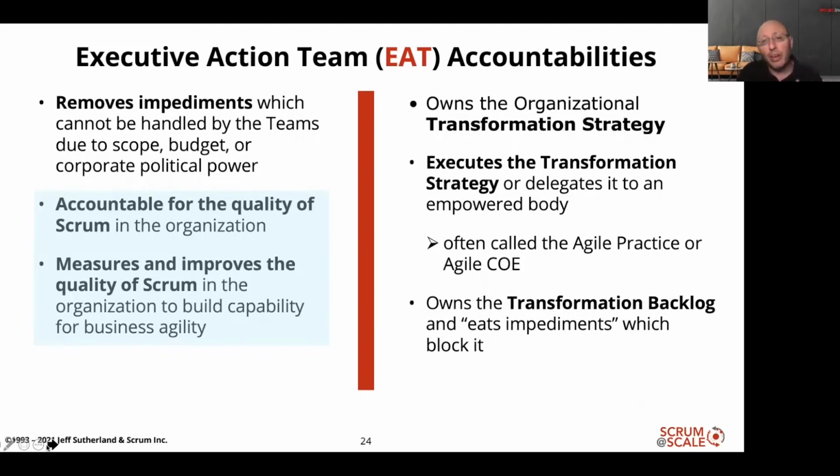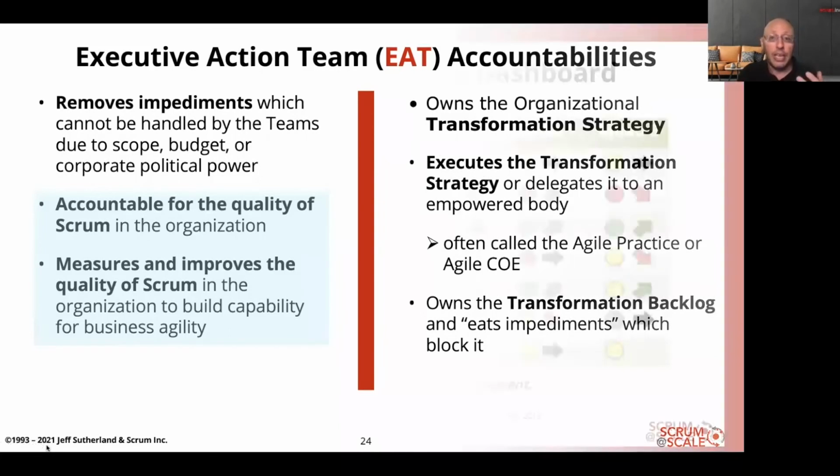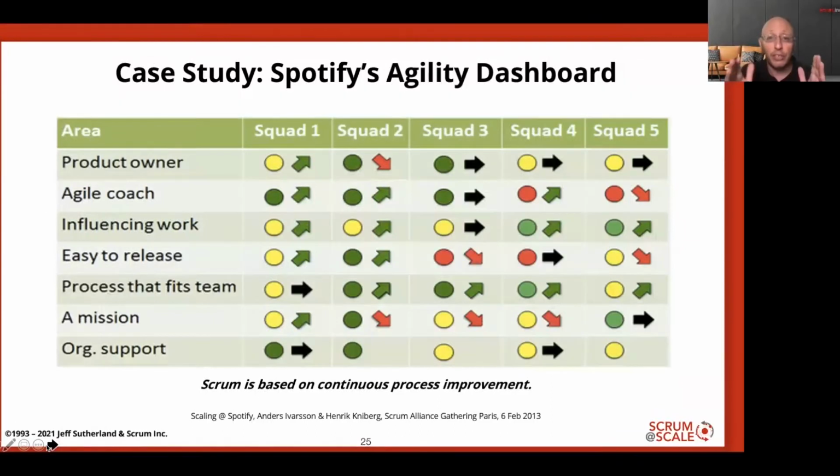In order to be accountable for the quality of Scrum, measuring it and figuring out how to improve it, you have to actually take the data. And that means doing some kind of agile maturity surveys. Now, how you choose to do that varies from company to company. Here's an example of what Spotify did, everybody's darling of the agile world back in the day, even though I think most of us know that they're not doing this anymore. But when they did do it, they did stuff like this really, really well.